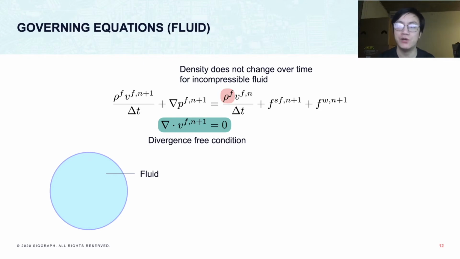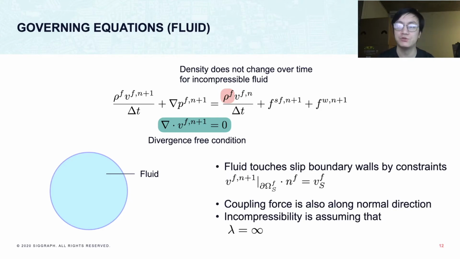Now let's move to the governing equations for the fluid part. Due to the incompressibility, density does not change over time, so the pink term turns out to be a constant. The momentum conservation equation is now ensuring the divergence-free condition here. When dealing with the fluid touching slip boundary walls, instead of defining energy in the solid phase, we add a constraint on the velocity and use a Lagrangian multiplier in our coupling system. The coupling force is the same as the one we apply for the solid and is also along the normal direction. Assuming no viscosity, the incompressible fluid domain can be described similarly, while taking the incompressibility assumption that lambda equals infinity, where lambda is the stiffness of volume change resistance in the constitutive model.